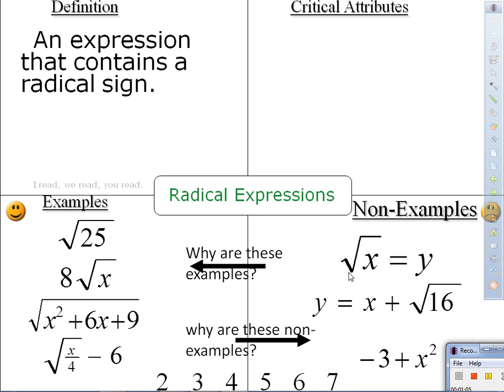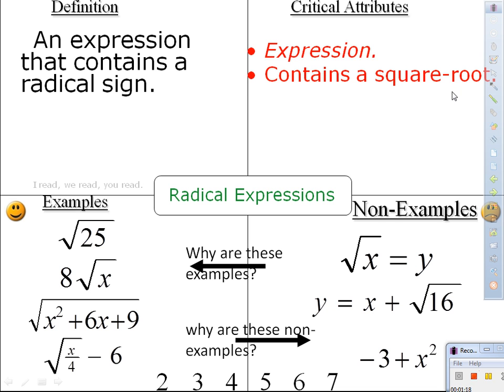So once again, we found out that these are equations. This one is an expression, but it doesn't have a radical sign. So therefore, copy this. Expressions that contain a square root. Simple as that. Expressions, and they need to contain a square root.